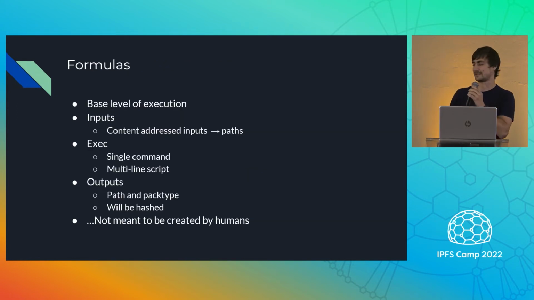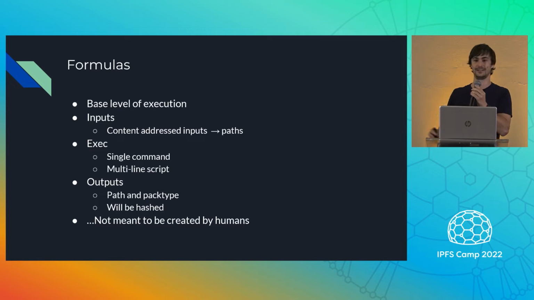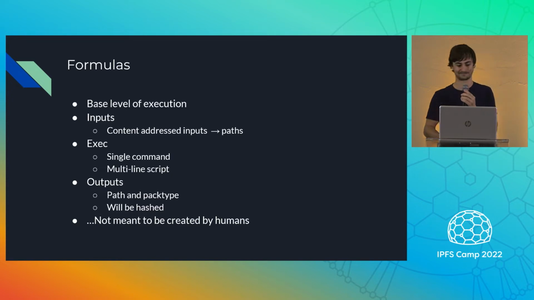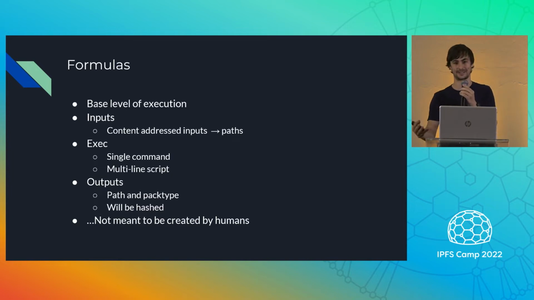The formula is, again, this base level of execution. So all these inputs are content addressed, they're hashes, and they become paths inside your container. And that's really it. We're just placing these hash values inside a container at the input phase. We then run some exec. Currently, you can run a single command, or you can also write a script and have that whole script run. And then lastly, the outputs here, so the resulting file system. You can take parts of it or the whole thing, whichever you prefer for your application, and spit those out as outputs. And these end up getting hashed. It's a path and a type that you want to output, like a tarball.